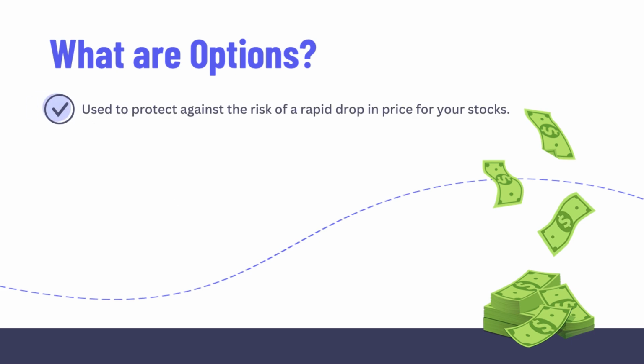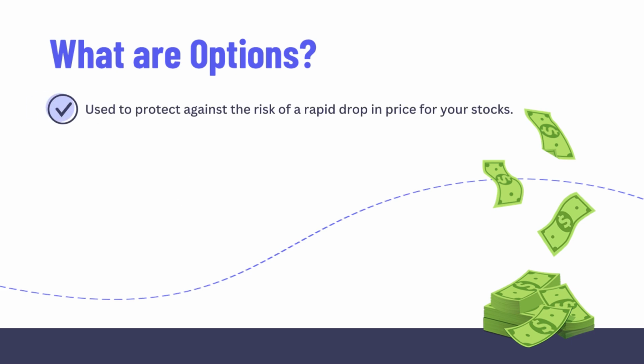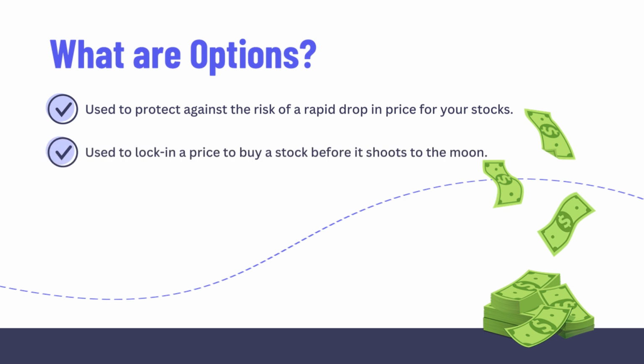Options are often used to protect against the risk of a rapid drop in price for a stock you're holding. They can also be used to lock in a price to buy a stock before it shoots to the moon, or to add income in a stagnant market.